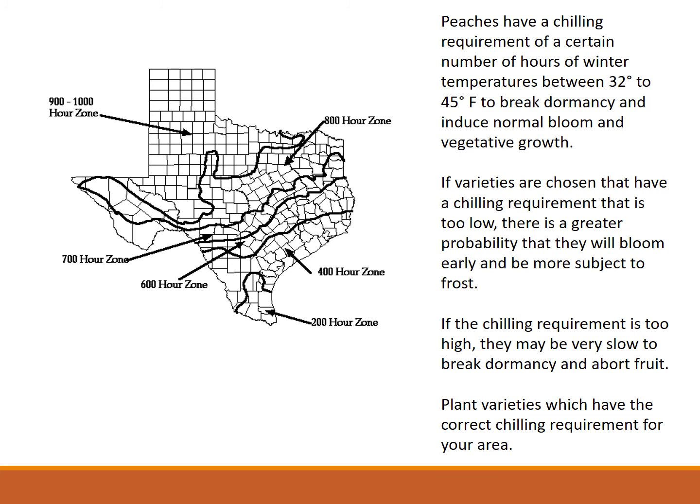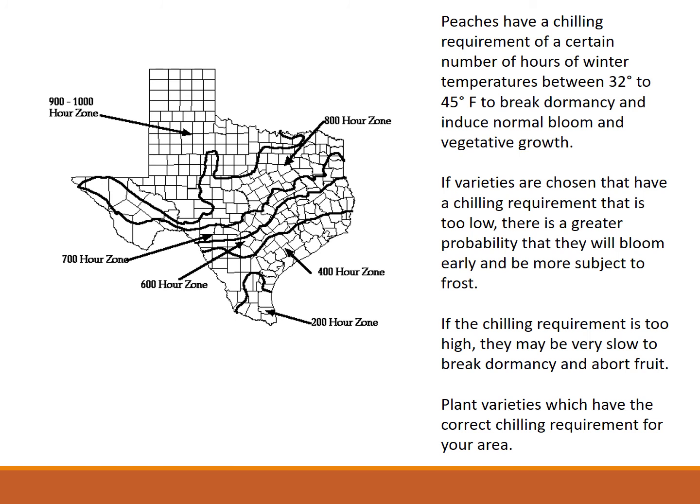So getting back to the example, if we chose a variety of peaches that has a chilling requirement lower than the zone that we want to plant the tree in, let's say we pick out a peach that only requires 600 chilling hours, and we're in an 800 zone. If I plant a 600 chilling hour peach in the Dallas-Fort Worth area, there is a greater probability that it's going to bloom early and that the blooms might be damaged by future frosts and cold weather. That's not a good thing, because if we lose those flowers, then we'll never be able to make any fruit.